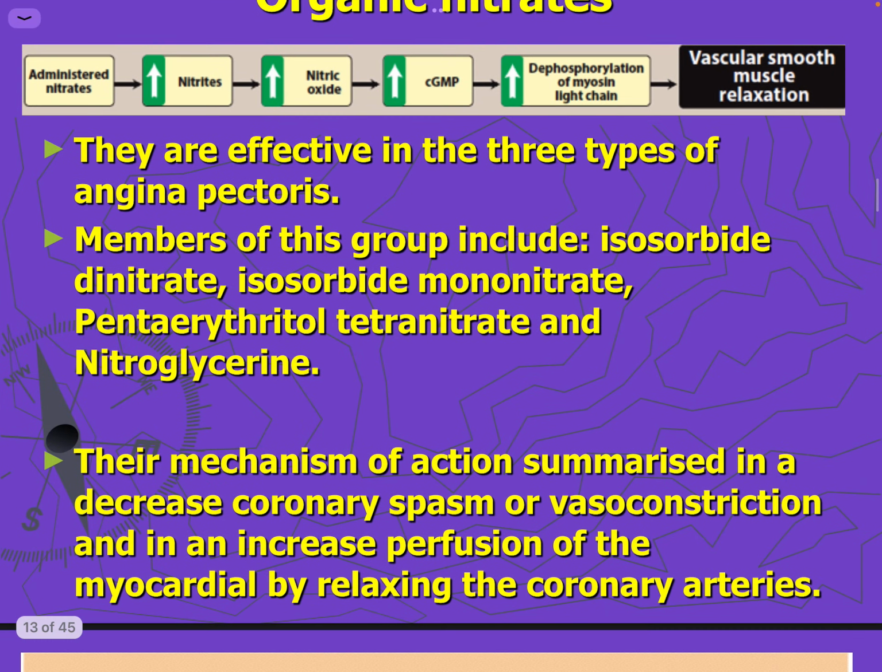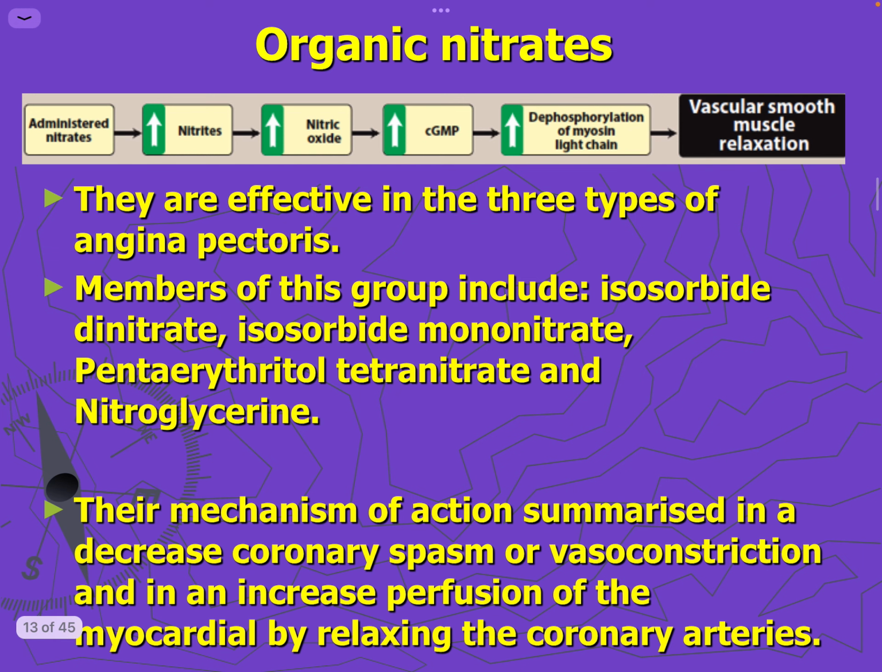Organic nitrates, we said, are releasing nitric oxide, activating cyclic GMP, causing dephosphorylation of the myosin light chain, which leads to vascular smooth muscle relaxation. It is effective in the 3 types of angina pectoris. Which 3 types? Stable, unstable, and the variant angina.